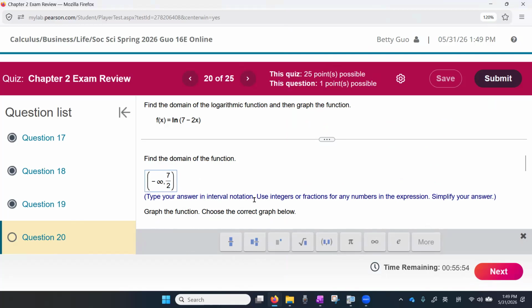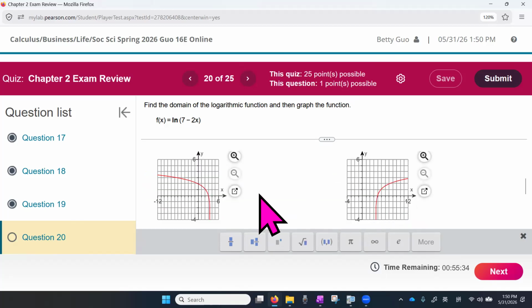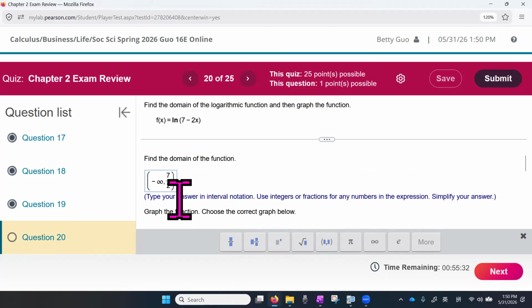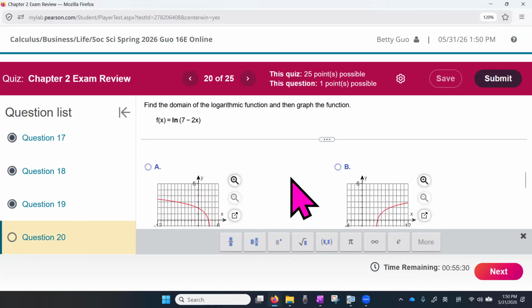Type your answer in interval notation. We should always read the information in the parentheses. If you don't, a lot of times you make mistakes. That's the reason I recommend you practice and review multiple times, at least 5 times. Graph the function, choose the correct answer. So the domain is negative infinity to 7/2.